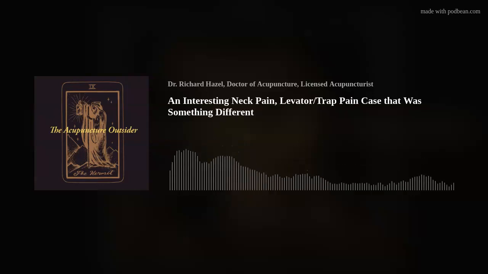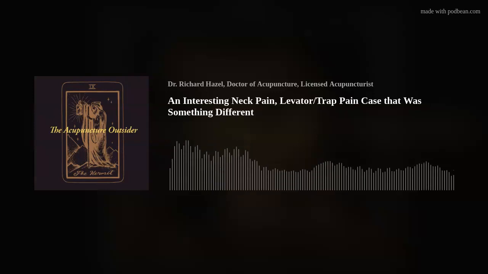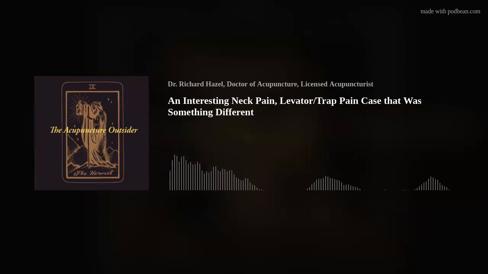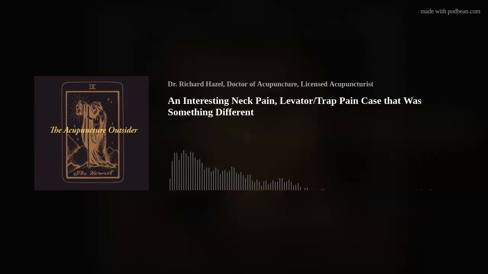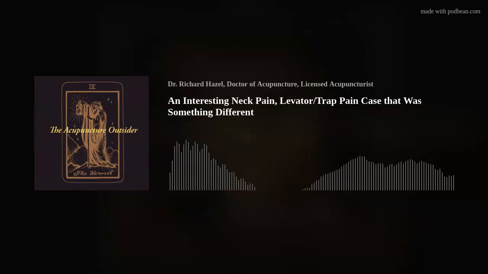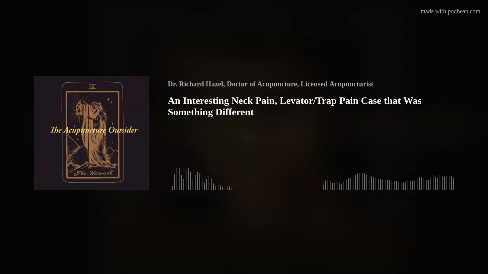Okay, so I got this nurse patient. She comes in with that pattern. She's got the pain going up the side of the neck to the base of the skull, in between the mastoid process and the semispinalis capitis, pain all the way down that part of the neck. She's got the upper trap pain. She's got the levator scap pain in the midback, which you expect to see.